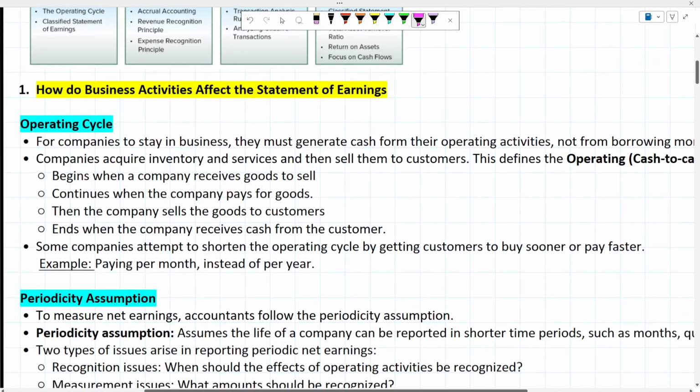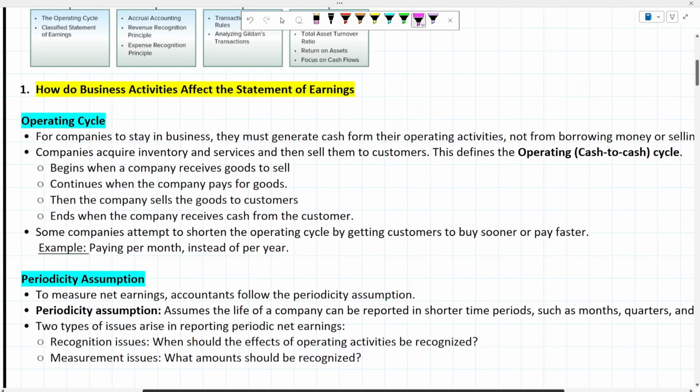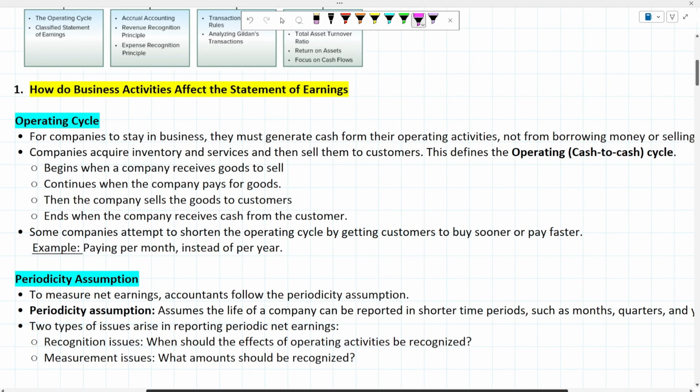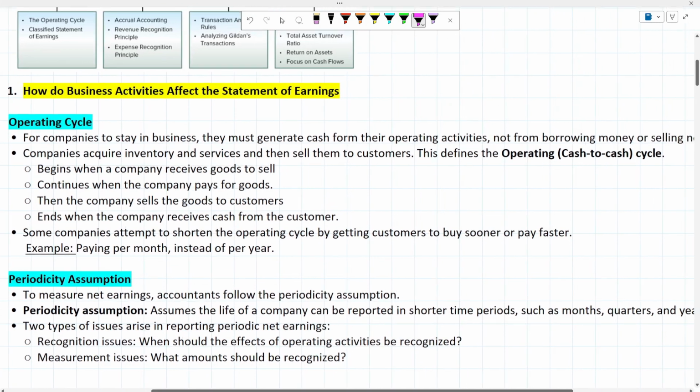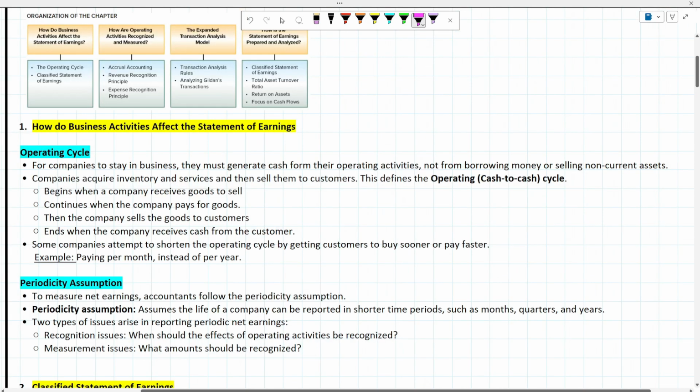So let's start. How do business activities affect the statement of earnings? The operating cycle. For companies to stay in business, they must generate cash from their operating activities, not from borrowing money or selling non-current assets. Companies acquire inventory and services and then sell them to customers. This defines the operating cash-to-cash cycle.